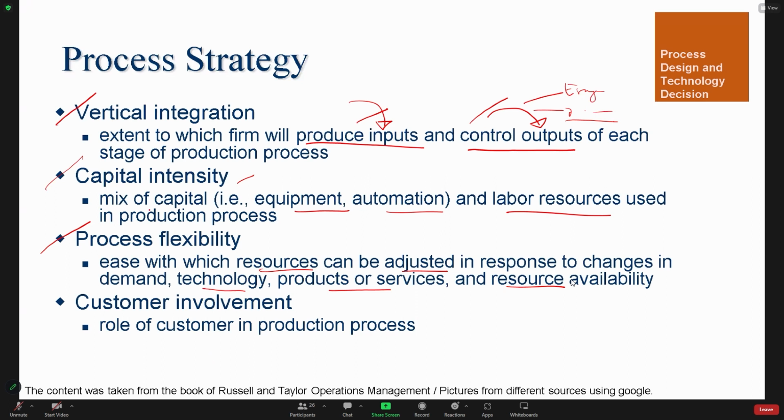And lastly, the process strategy could be customer involvement. And what's the role of your customer in the production process? Do you talk to them and ask them of their preferences and others?